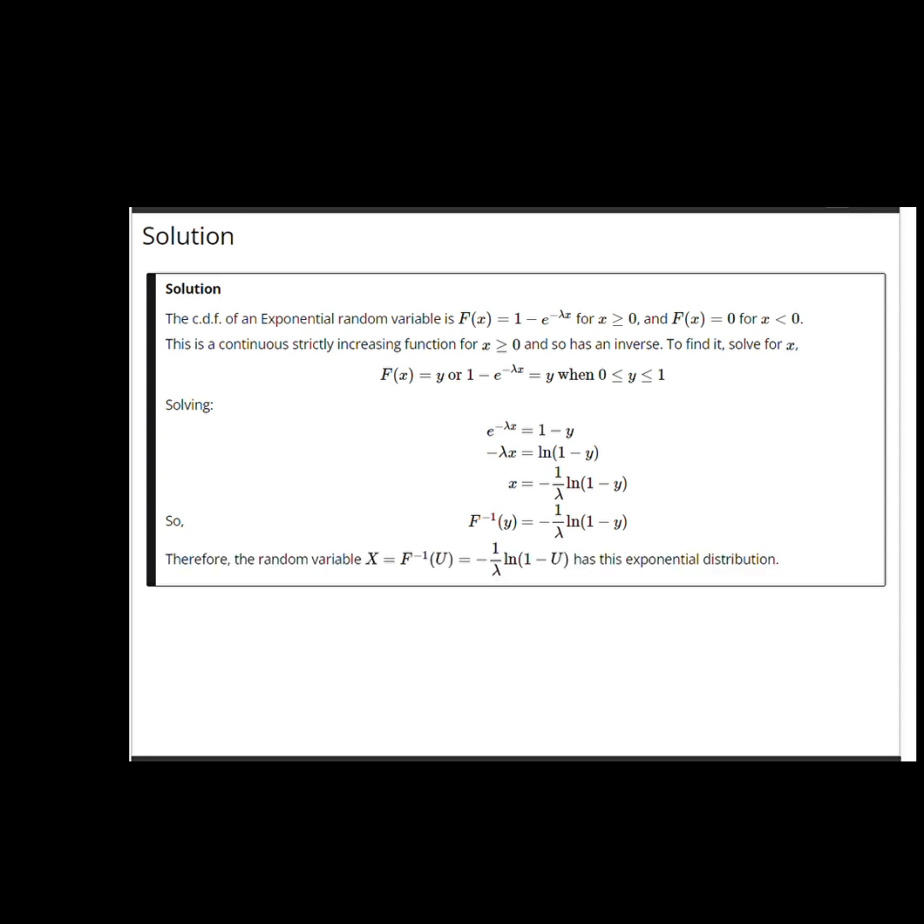And the generator we're looking for is F inverse of U. X is equal to F inverse of U, or minus 1 over lambda log of 1 minus U. This apparently has the appropriate exponential distribution.